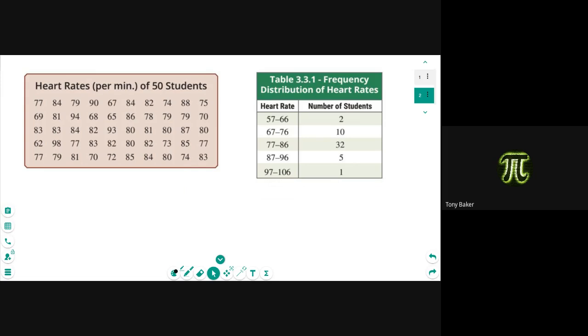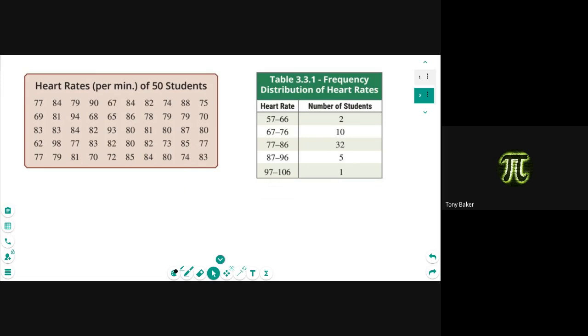So can anybody tell me what's the lowest heart rate in that table? So out of the 50 students, is there a 57? We don't know. You do. Look, I gave you the list of them all. So what's the smallest one? 62. 62 is the smallest one.